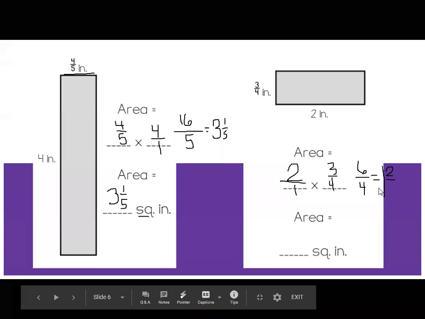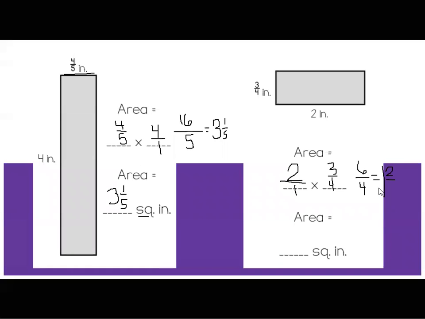We're left with 2/4. But I need to look a little further at 2/4. I know that 2 is half of 4, so I can divide both of these by the number 2. And once I do that, I'm going to end up with 1 1/2. So I have an area of 1 1/2 square inches.